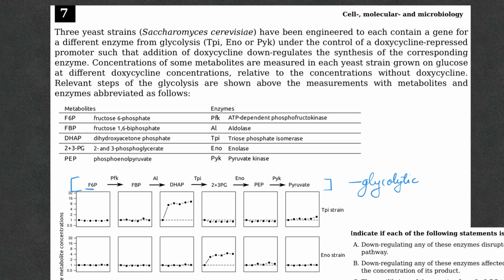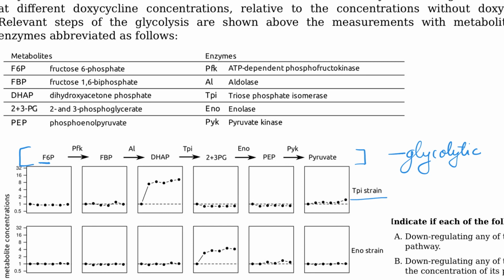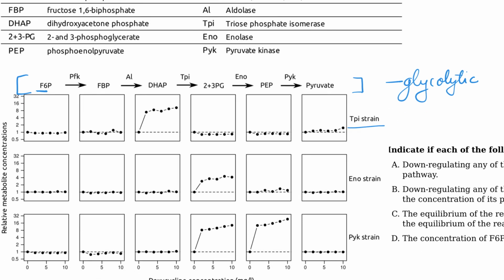Now, what has the experimenter done? The experimenter has created 3 variants of yeast, and in each variant he has mutated one enzyme. So in the first variant, he has mutated the TPI enzyme. In the second variant, he has mutated the ENO enzyme. So TPI, ENO, PYK. Okay. So in each variant, only one enzyme has been tweaked, changed.